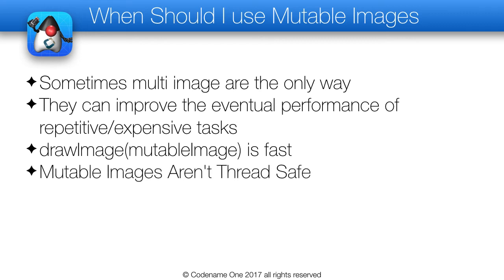One important bit of information is that mutable images aren't thread safe. This is a bit problematic, but there is no way around it. Mutable image access must be done on the EDT. Some optimizers have tried to use a separate thread to render mutable images. This might work for most platforms, but it doesn't work for iOS, which relies on a global drawing state. So this is one performance optimization tip you shouldn't use.